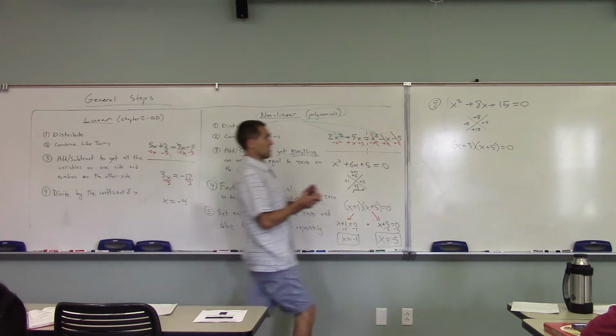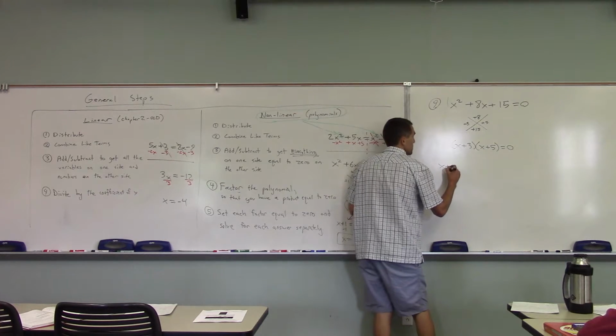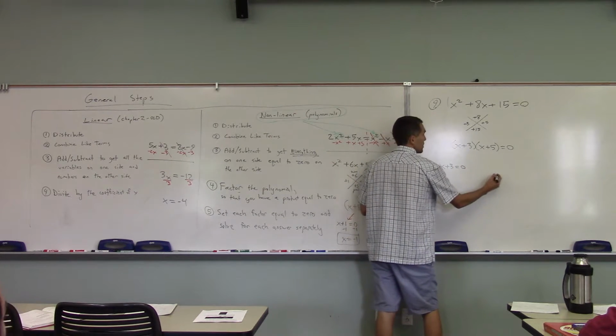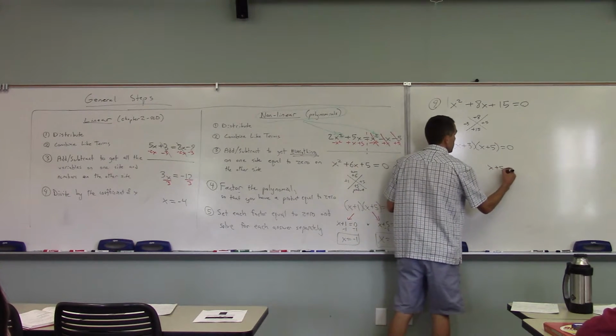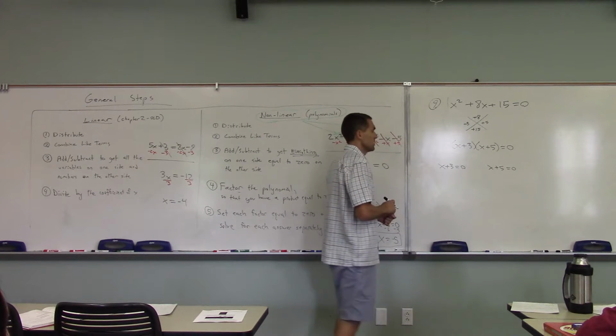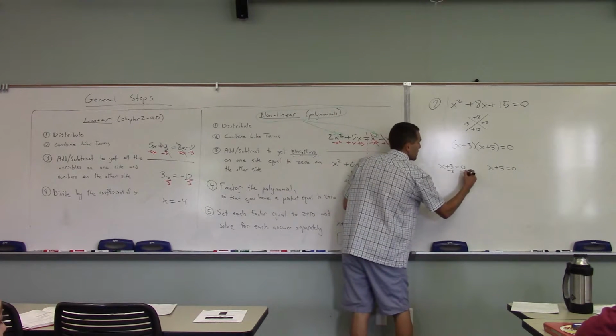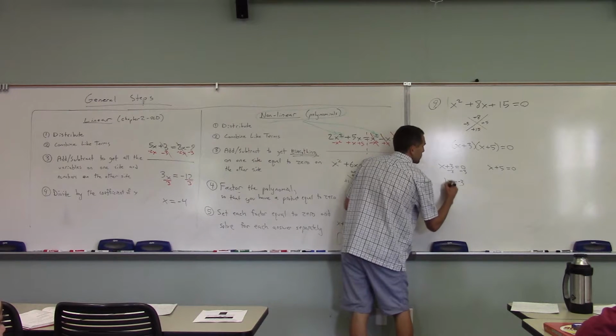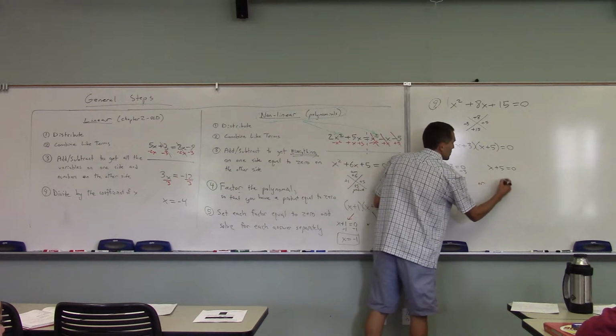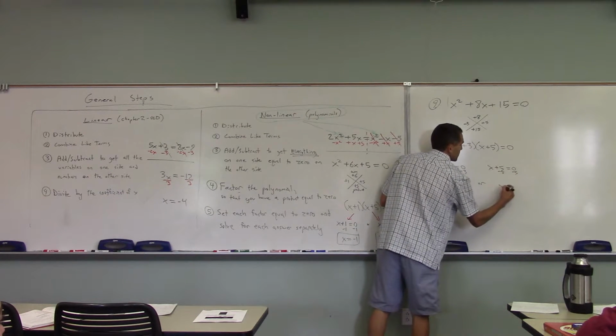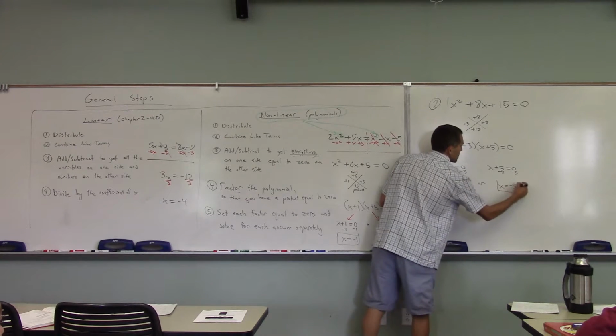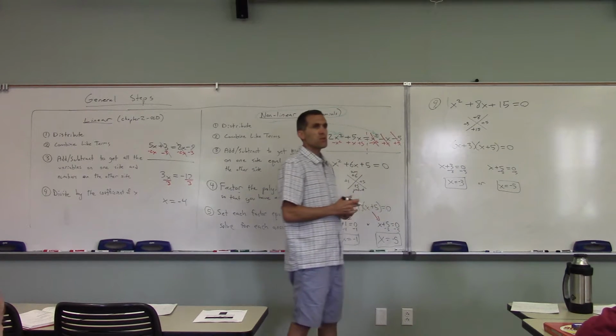X plus 3 equals 0. So either x plus 3 equals 0 or x plus 5 equals 0. One of those two is true, or both, okay? So solve the first one, we get x equals negative 3, or x equals negative 5. And we could plug these in and check.